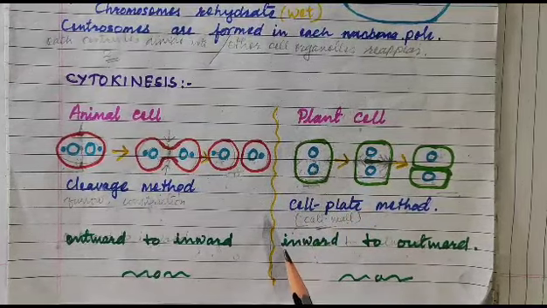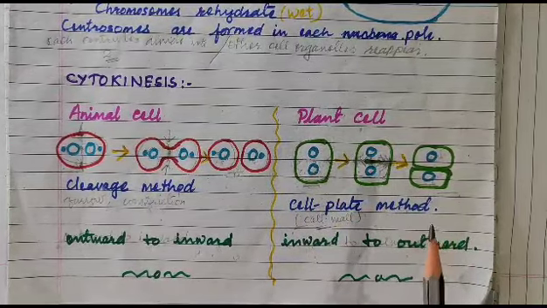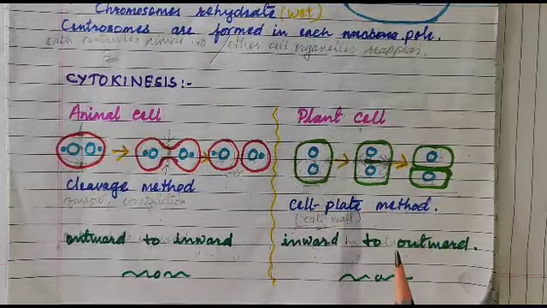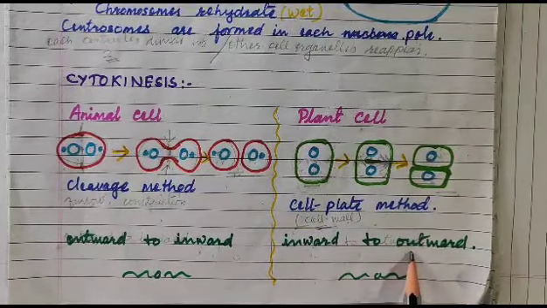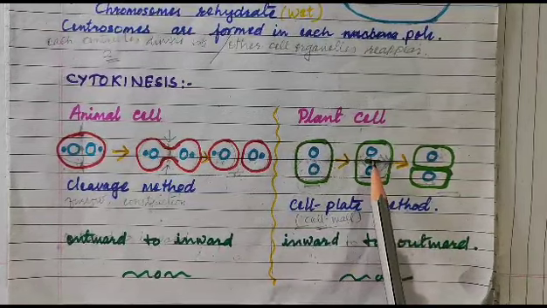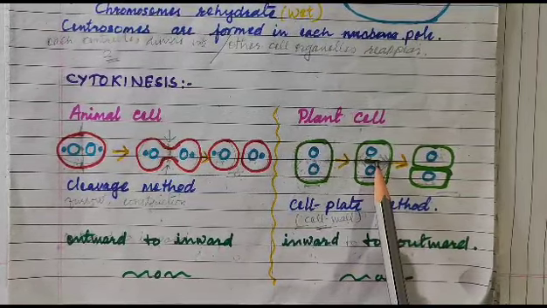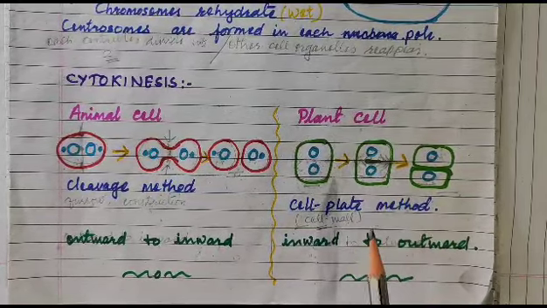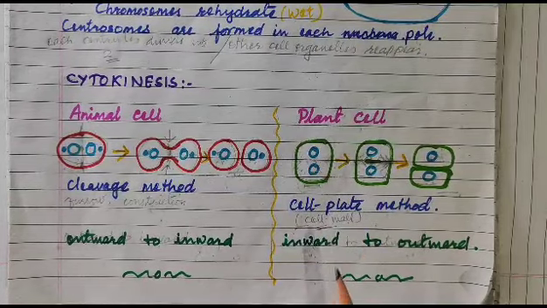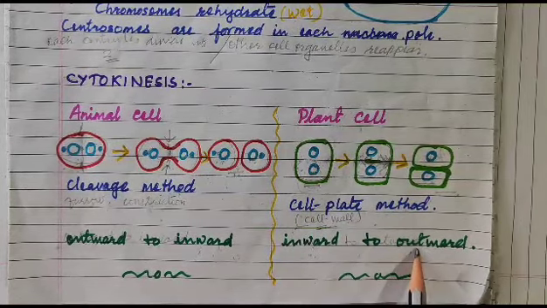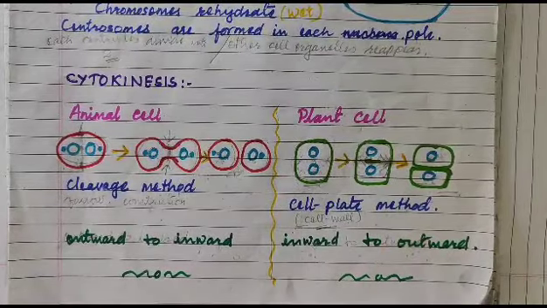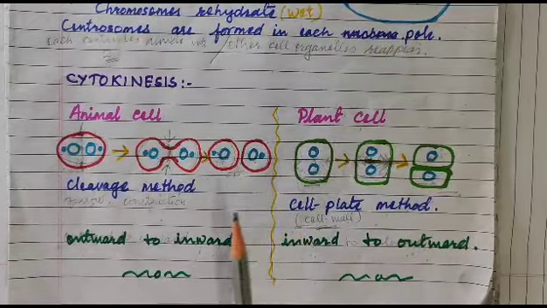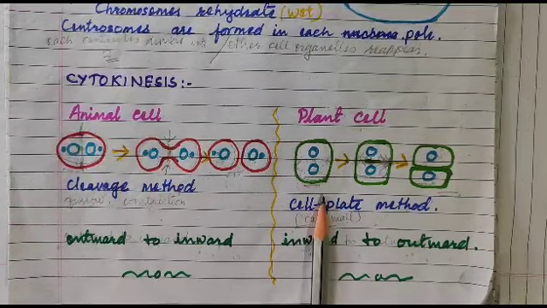Okay, so in case of plant cell, in cell plate method, what we have seen is cell plate is formed from inward to outward. Okay, it appeared in the middle in the beginning, then it started growing outward. That is why cell plate formation takes place from inward to outward. Okay, so this is the method by which cytokinesis takes place in animal cell and plant cell.